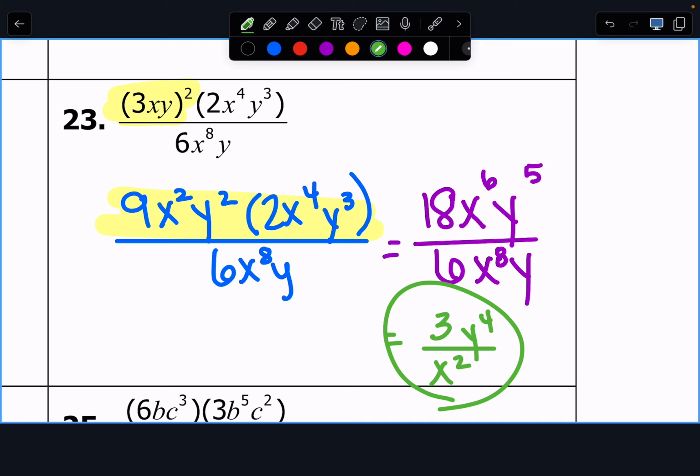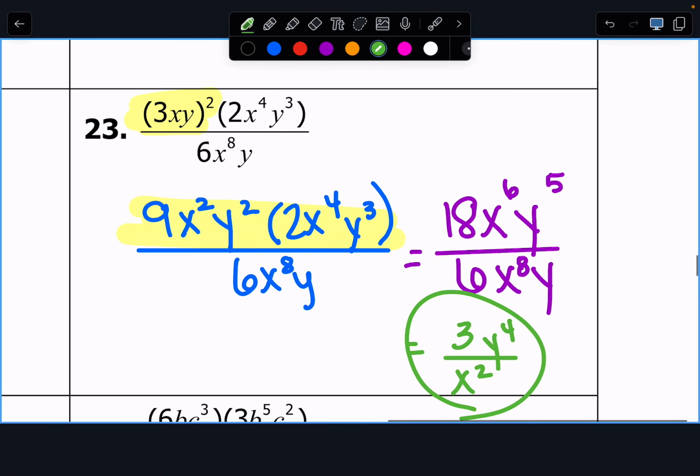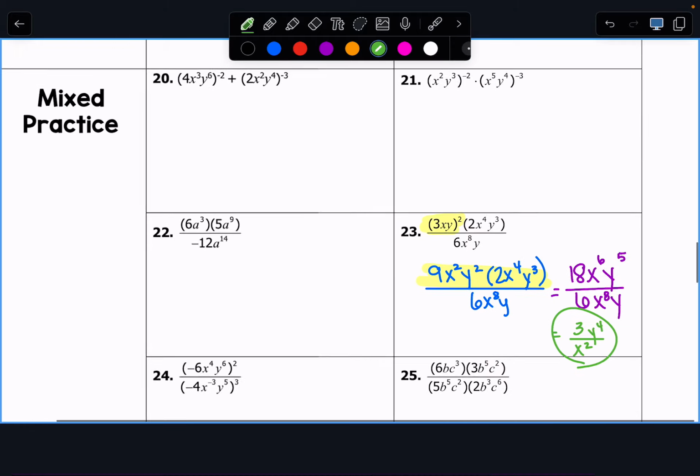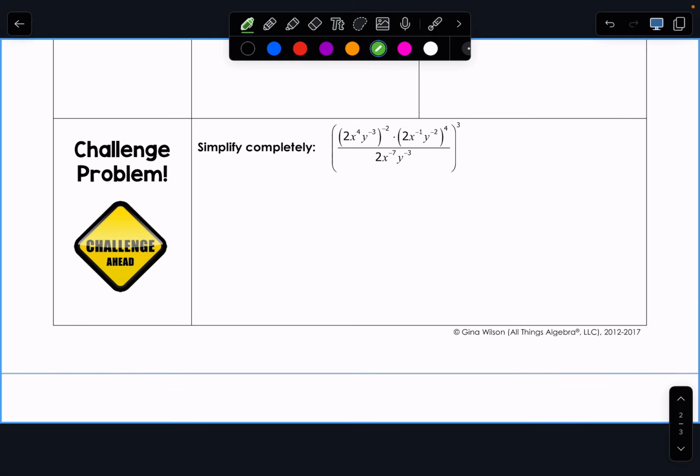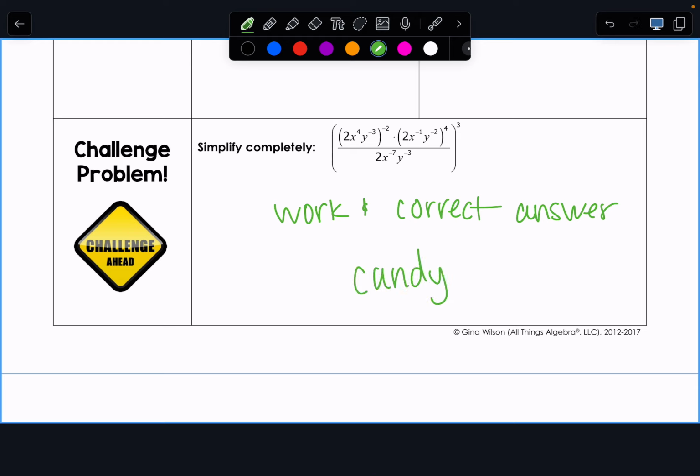Okay, so here's what I'll say. Right now, I want you to focus on page 13. But when you are done with page 13, if you go back to page 12 and you do the challenge problem with work and a correct answer, you can earn a piece of candy. You have to do page 13 first.